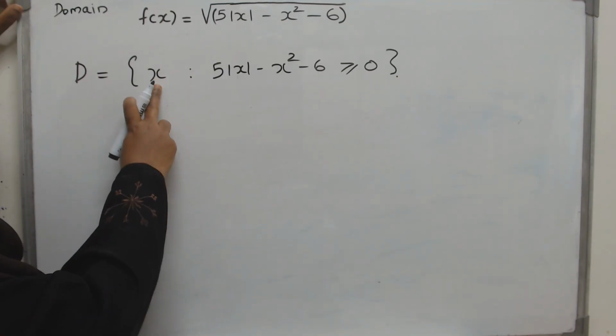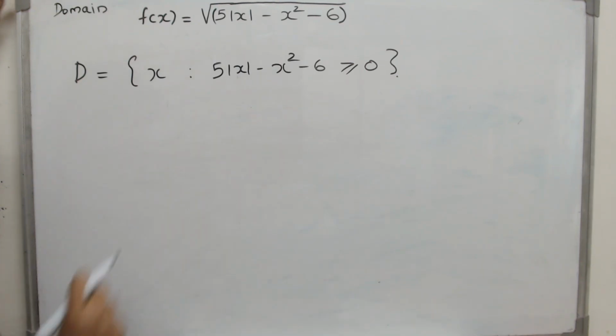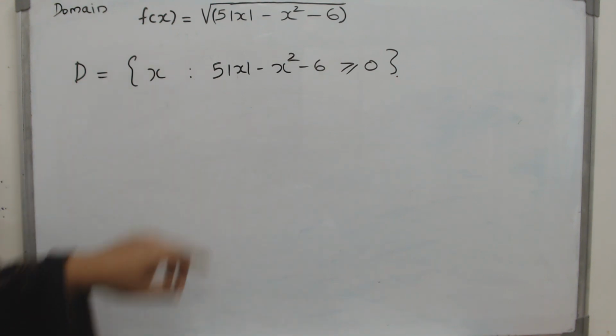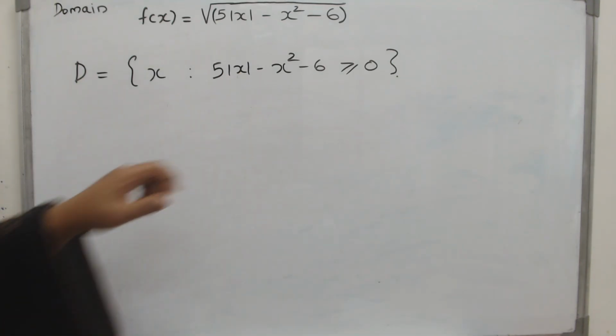So we need all of those x for which this whole term is going to be non-negative. Now, what sort of a function is it? It is a polynomial function of degree 2. It is a quadratic expression, but there is a small problem. It is not in one variable.